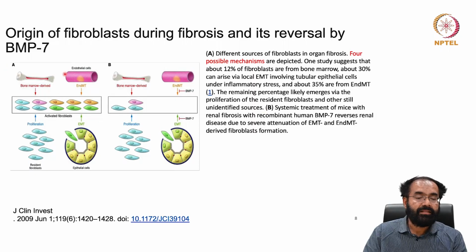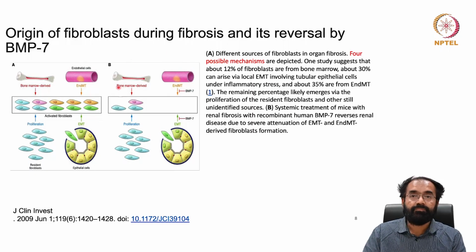So you can see there are bone marrow derived cells and EndMT, endothelial to mesenchymal transition, that can contribute. And you can see this is the activated fibroblast that has been mentioned here, this is the resident fibroblast, and this is the epithelial cells. They undergo EMT, and as a result you end up getting a pool of activated fibroblasts which have a mesenchymal phenotype.